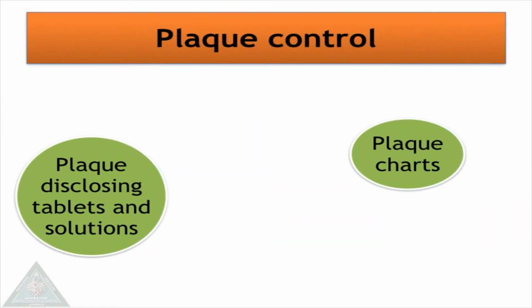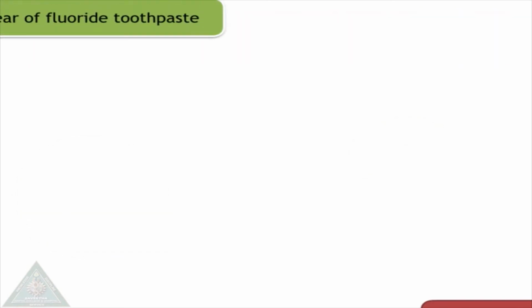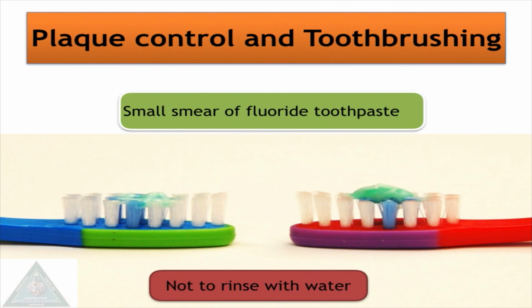What are the effective plaque control methods? We can use plaque disclosing tablets and rinses to locate the plaque present on the tooth surface. Brushing is an effective method to remove the plaque. For children, we are supposed to use only a small smear of fluoride toothpaste to remove the plaque. After brushing, the children should not rinse the mouth with water.